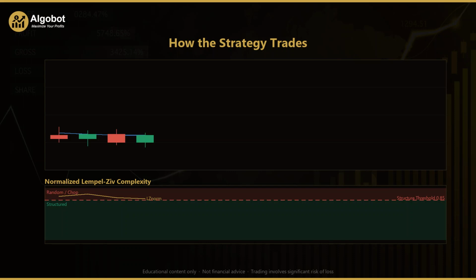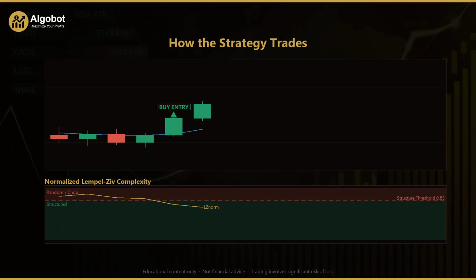Look at the first few candles on the left. Price is drifting sideways in a choppy, indecisive range, one bar up, the next bar down, with no follow-through. Down in the subpanel, the complexity line is riding high above the threshold, telling us the up and down pattern is essentially random. The strategy does nothing here. It is patiently waiting, because entering into this kind of noise is exactly what it is designed to avoid.